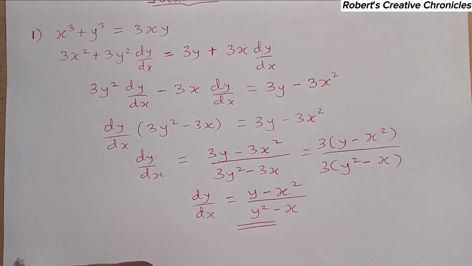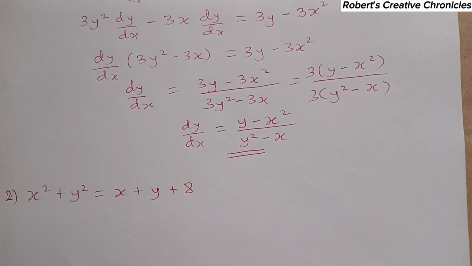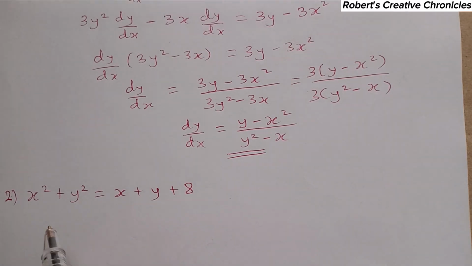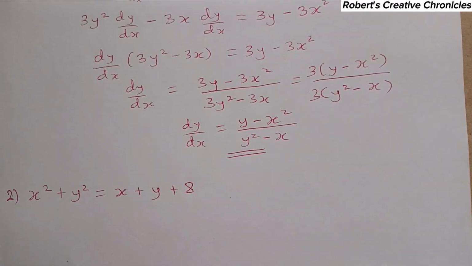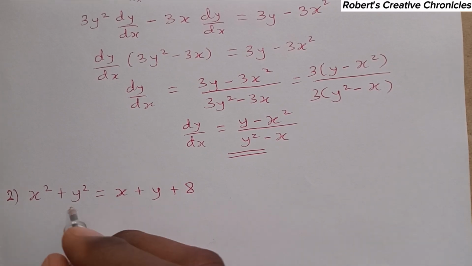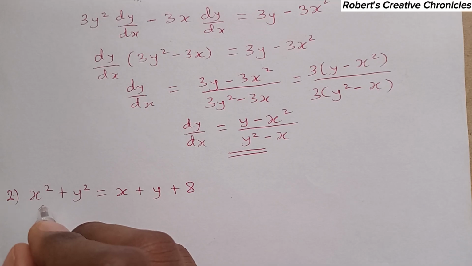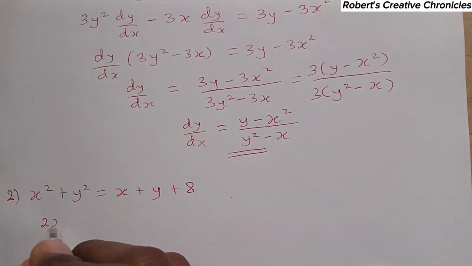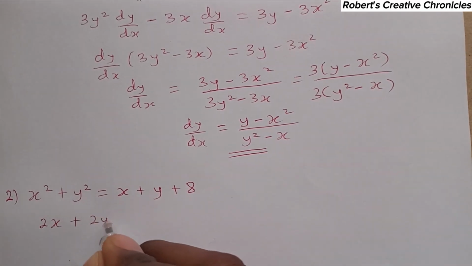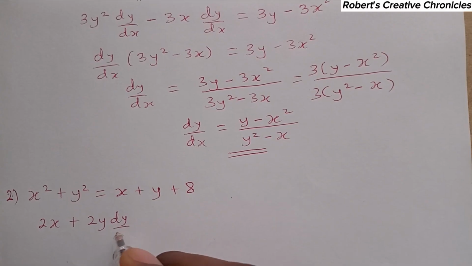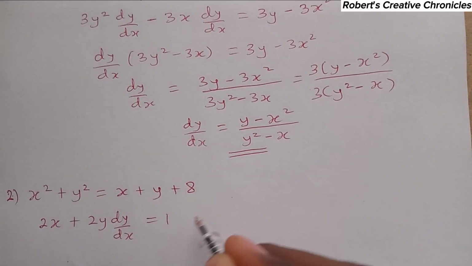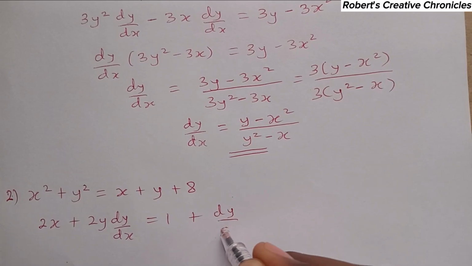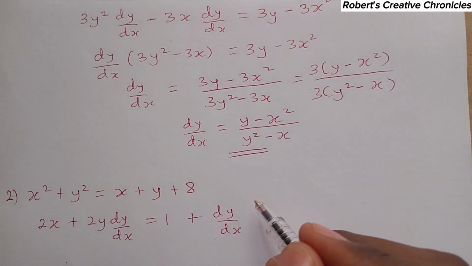Now let's move to the second one. Let's find the derivative of the second one. In the same way, we'll find the derivative implicitly. So here this one will be 2x plus 2y dy over dx equals to 1 plus dy over dx plus 0.